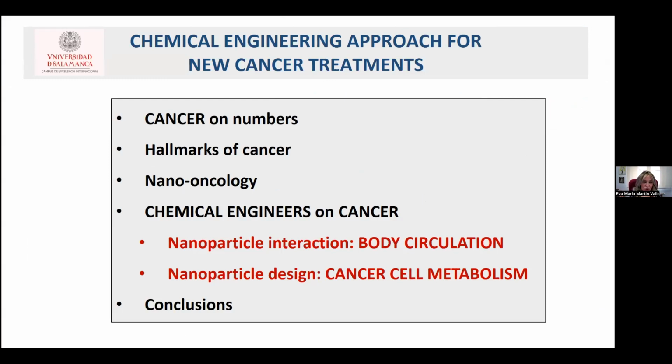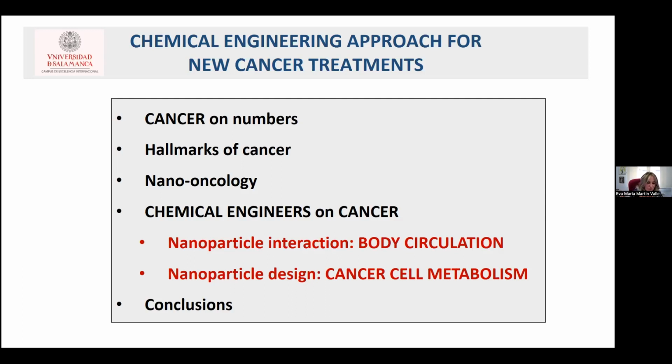Through my presentation, I will go through some main important numbers in cancer, how the hallmarks of cancer and the integration of nanotechnology is the key point for chemical engineering to play an important role in cancer. I will present two important applications. The first one is based on modeling and how the fundamentals in chemical engineering, like transfer phenomena and reaction, are very important in nanoparticle interaction, and how predictive models are reducing the experiments with animals. The second one is the application of chemical engineering in nanoparticle design using the cancer cell metabolome as reprogramming, but mainly based on reaction and catalysis as the key point.